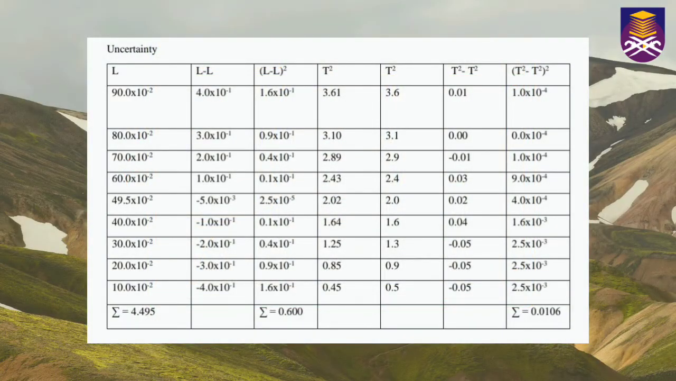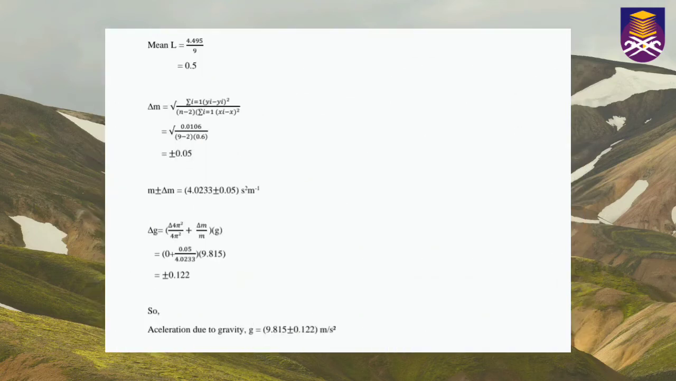This is the table of the uncertainty of this experiment. This is the calculation on how to find the uncertainty of the gradient in this experiment and how to find the uncertainty of G. So, the acceleration due to gravity is 9.815, with an uncertainty of 0.122 meters per second squared.